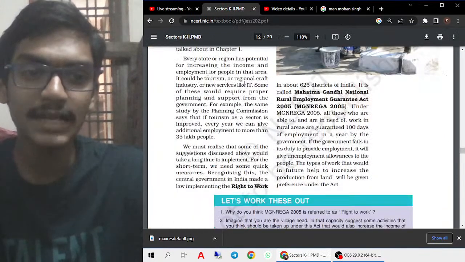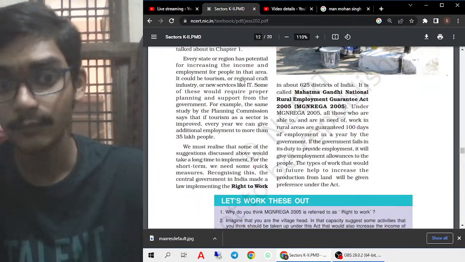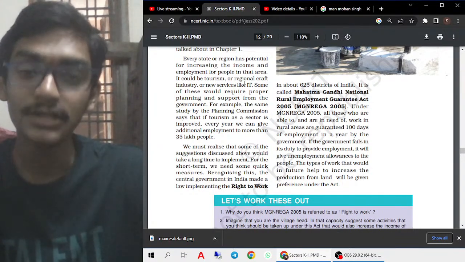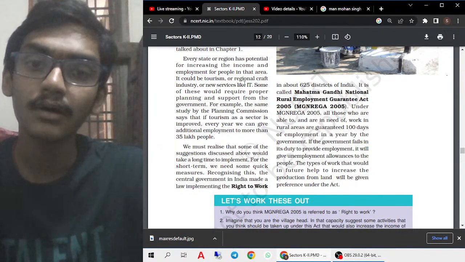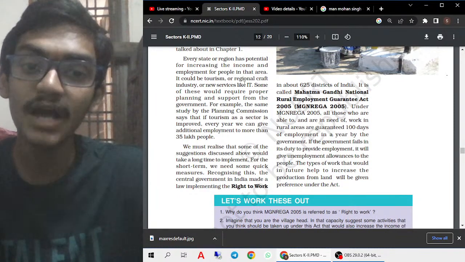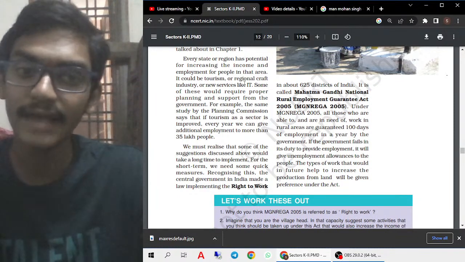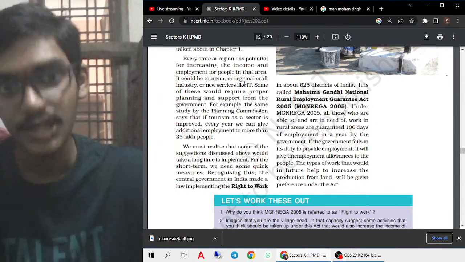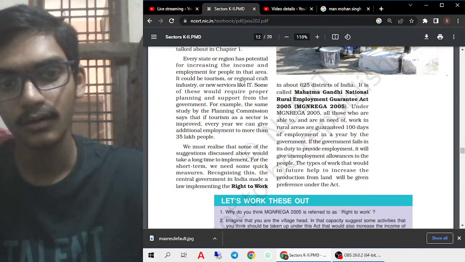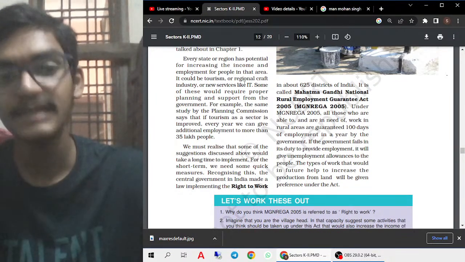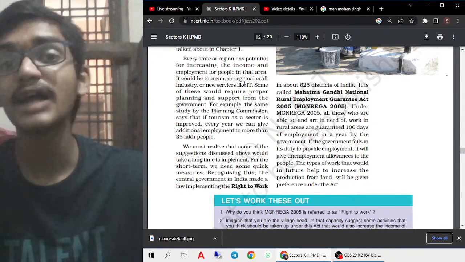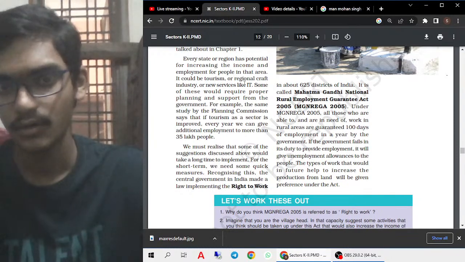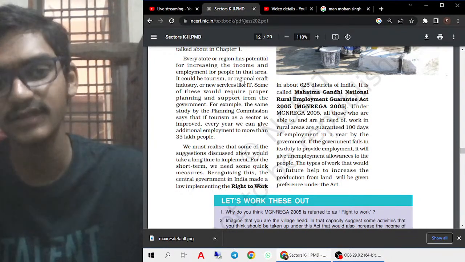Now let us try to understand the different policies brought up by the government in order to provide employment opportunities for the people. So the Mahatma Gandhi National Rural Employment Guarantee Act, MGNREGA, was started by the government of India in 2005. What is the main aim of this guarantee act? It will provide 100 days of guaranteed work for the people. Okay, 100 days of employment opportunities for the people.